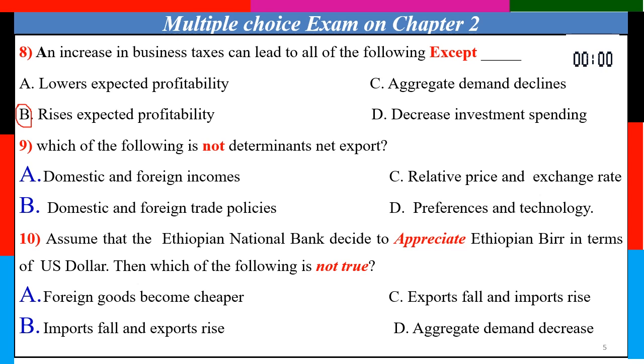The right answer is B. Except B, all are correct. Increase in the business tax: when the government increases tax on the business, it lowers the expected profitability. This is true. Aggregate demand decline. This is true, because high tax means it decreases consumption. Consumption decrease means aggregate demand decrease. Decrease in investment spending. Again, this is true.